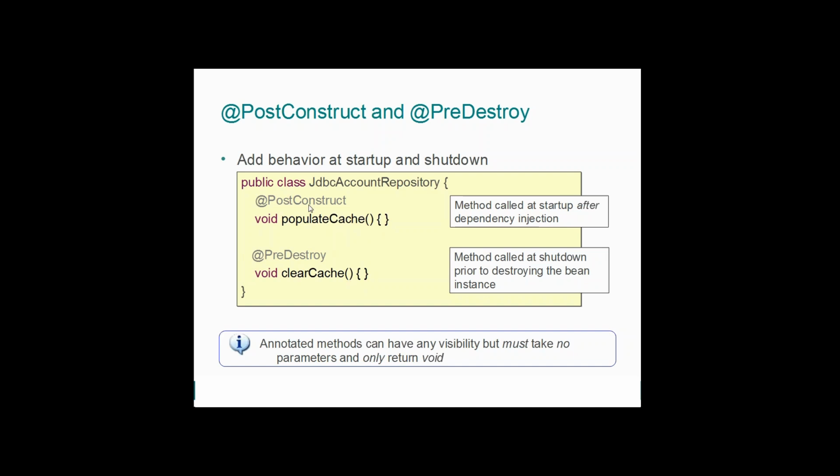So this is during the constructor initialization block, and this is at the destroy block. These two annotations are provided for the startup and shutdown cases. The method should not take any parameter, it should be public, and it returns void.